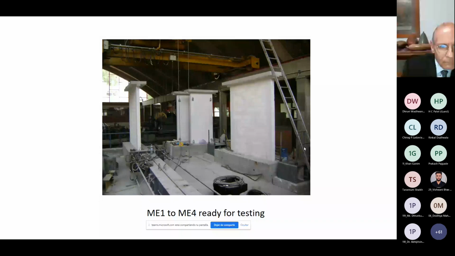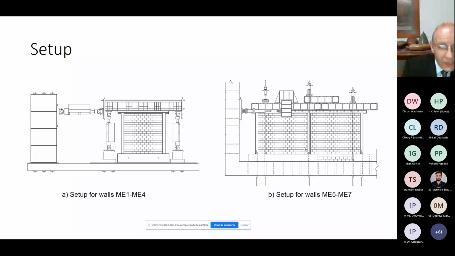Here's the setup used. There are two setups. The one for the shorter walls. Observe that we have a top beam. This is a steel beam that is fastened to the wall with high-strength bolts. We have seen how these were built: this small slab where the steel beam is put on top and then fastened to it. And these are actuators. This is the lateral one and two vertical ones.